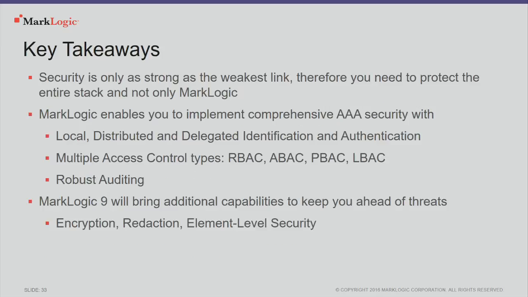Key takeaways: Rangan told us about the CIA model, the AAA model, and reminded us that security is only as strong as the weakest link. So you have to think holistically, not just about MarkLogic. And he talked about many ways of machine-to-machine authentication, all types of authentication features that we have. We support RBAC, ABAC, PBAC, LBAC. We have local or delegated. You can use an LDAP that enhances security. And we have robust auditing in existing features and in new features.